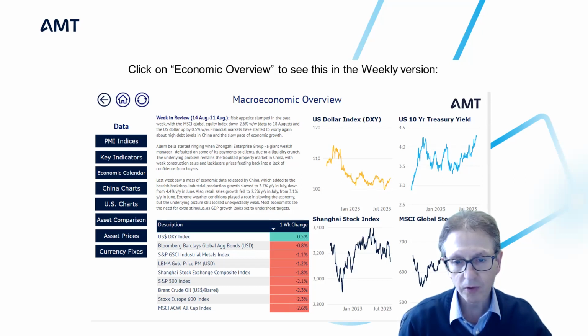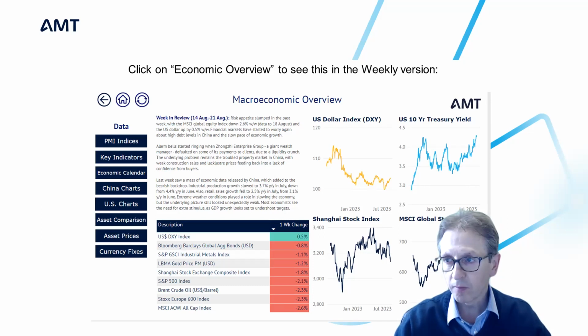On the right here, we have some of the key charts: the trend in dollar currency, the trend in treasury yields, also equity markets, Shanghai and global equity markets in the bottom right-hand corner. And then also a table here in the middle showing the latest trends in the past week. So again, DXY up by 0.5%, but global stock markets, all cap index down by 2.6% in the past week. So a nice summary, I think, of the recent trends in terms of macro.